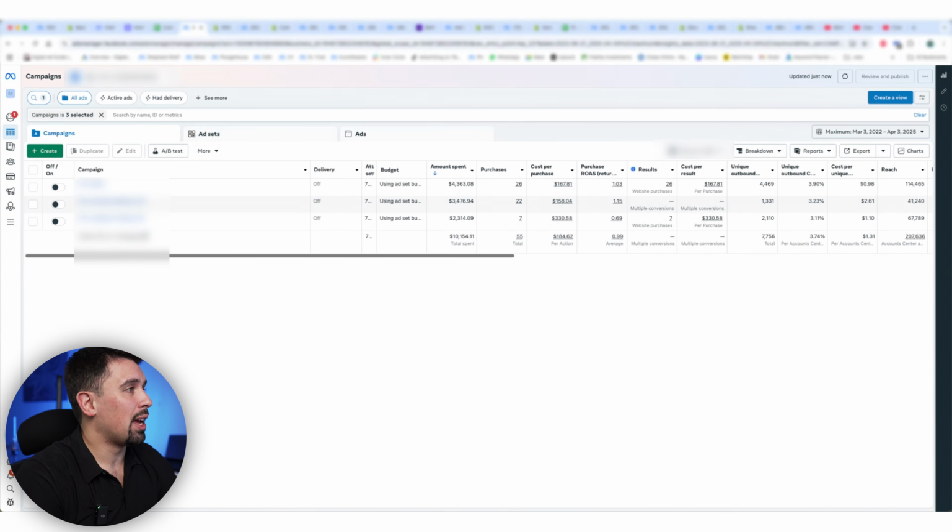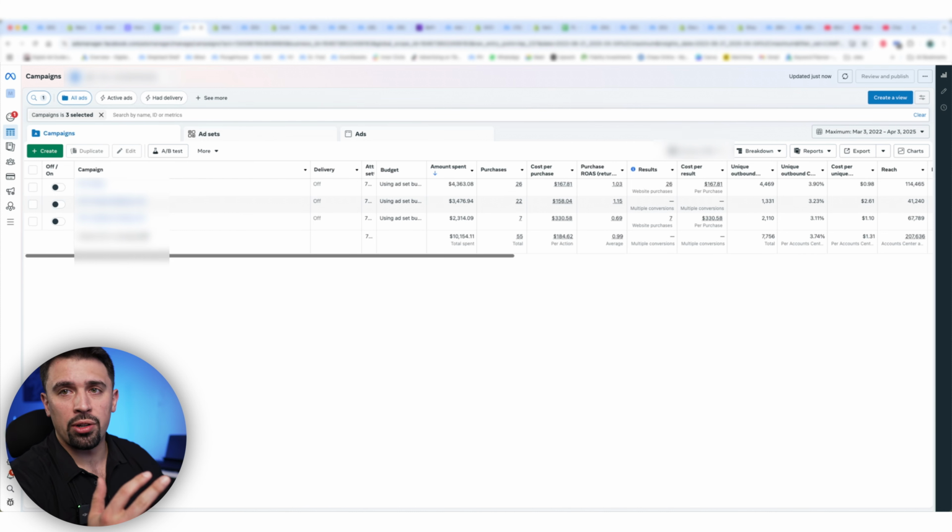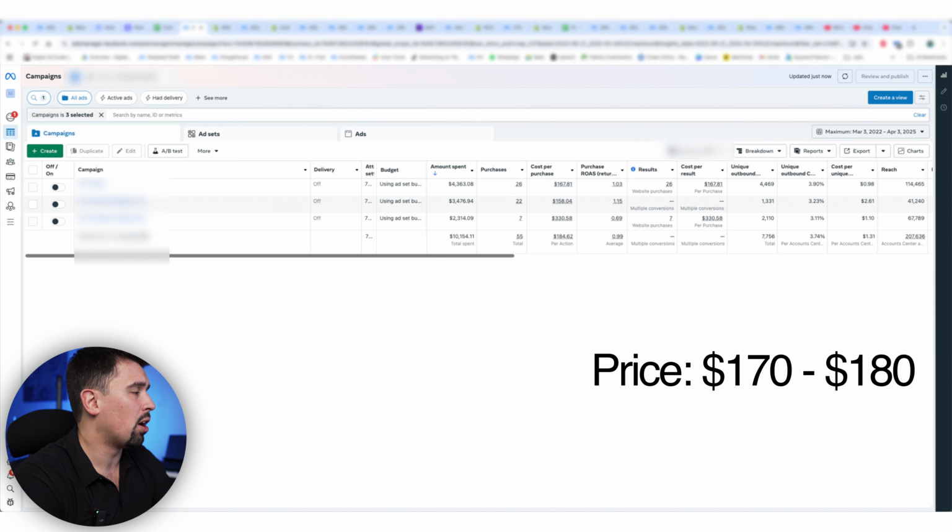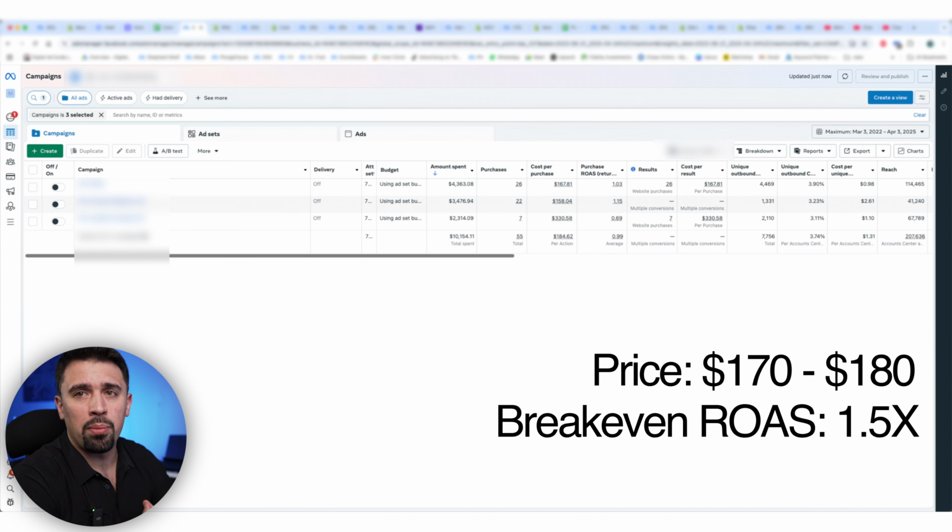So this is a physical product. They're in the fashion niche. The product is over $100. It's like $170, $180. And their break-even return on ad spend is around 1.5.